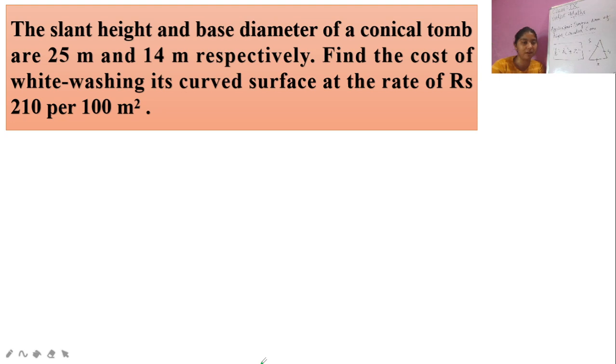Now students, we have one more question. The slant height and the base diameter of a conical dome are 25 meter and 14 meter respectively. Find the cost of whitewashing its curved surface area at the rate of rupees 120 per 100 meter square. So students, do you know what is a conical dome? Yes. Where have you seen the conical dome?